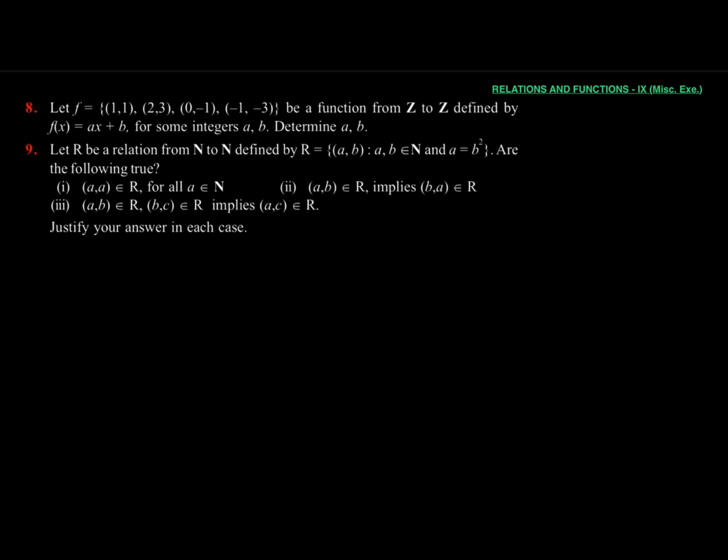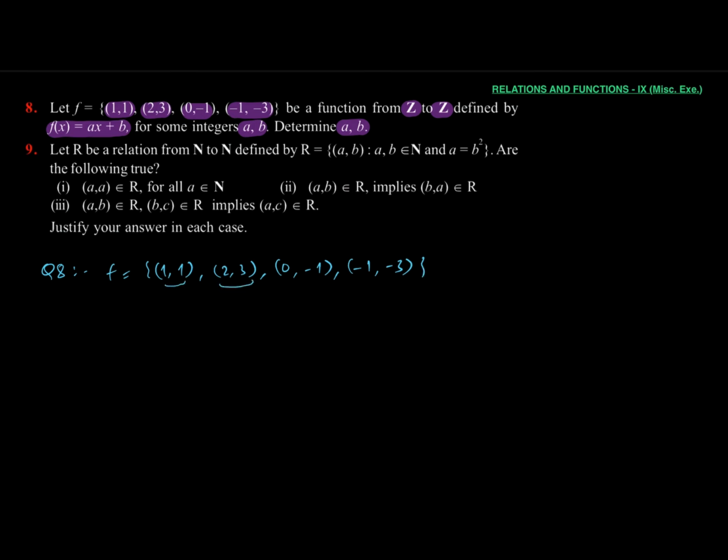Towards the next question. So question number 8 states, let f = {(1, 1), (2, 3), (0, −1), (−1, −3)} be a function from Z to Z defined by f(x) = ax + b for some integers a, b. Determine a, b. Z, as we know, is the set of integers. So this is question number 8. Here we are having f = {(1, 1), (2, 3), (0, −1), (−1, −3)}. So these are the elements. Now we'll be taking any two elements of this very function in order to determine the values of a and b.